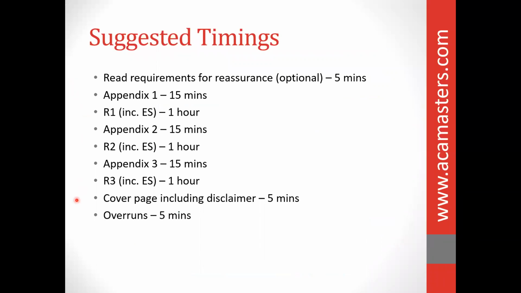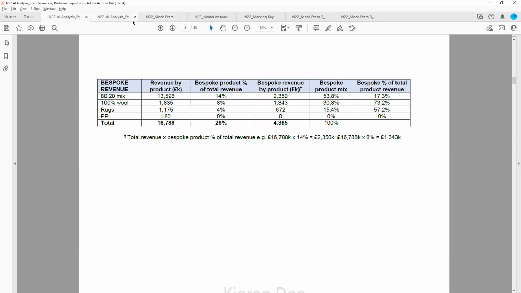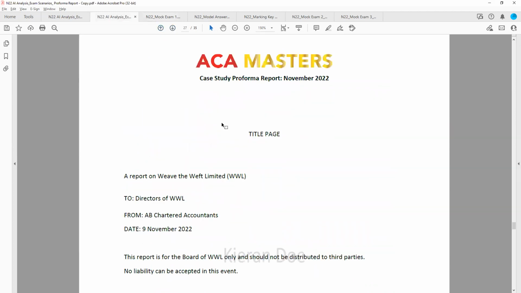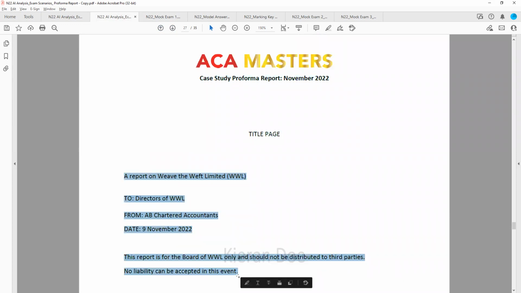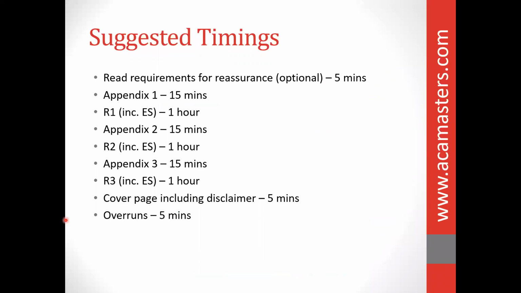Always good to leave 5 minutes at the end to do your cover page. It doesn't really take 5 minutes, but it's better to leave a little bit too much than underestimate the time it would take. So you've got a few minutes there to do that. Maybe leave a bit of time for overruns, and then that would give you 1:15 per requirement, to do the appendix and to do the requirement. So that's a broadly rough, high level guide.